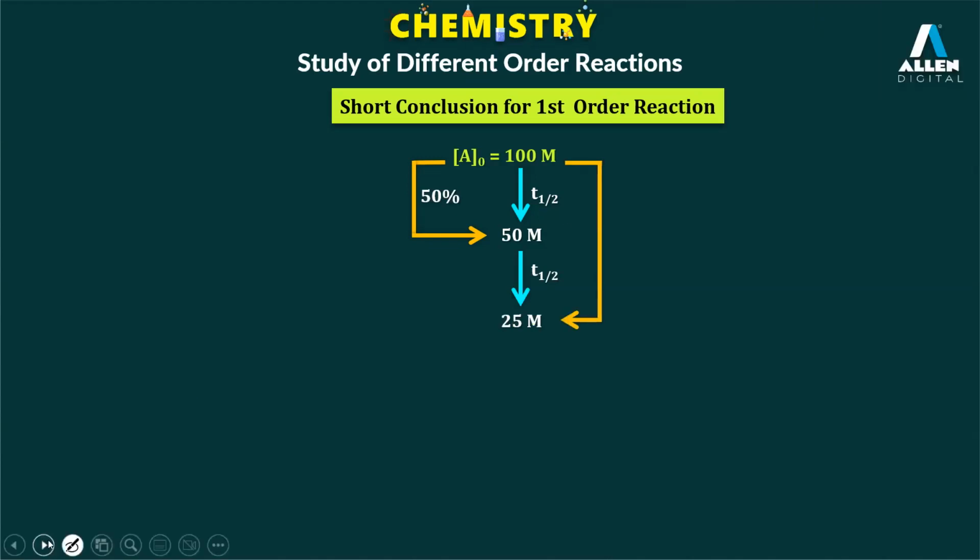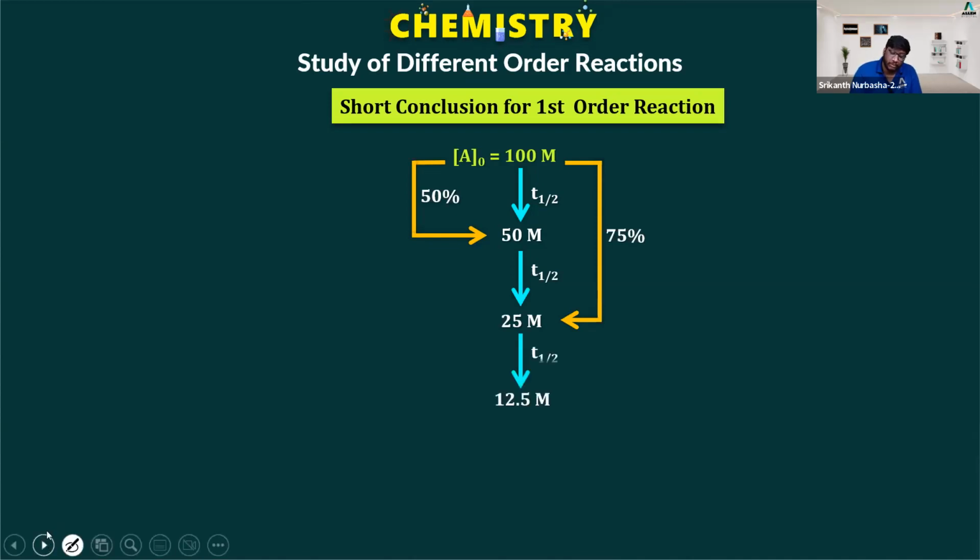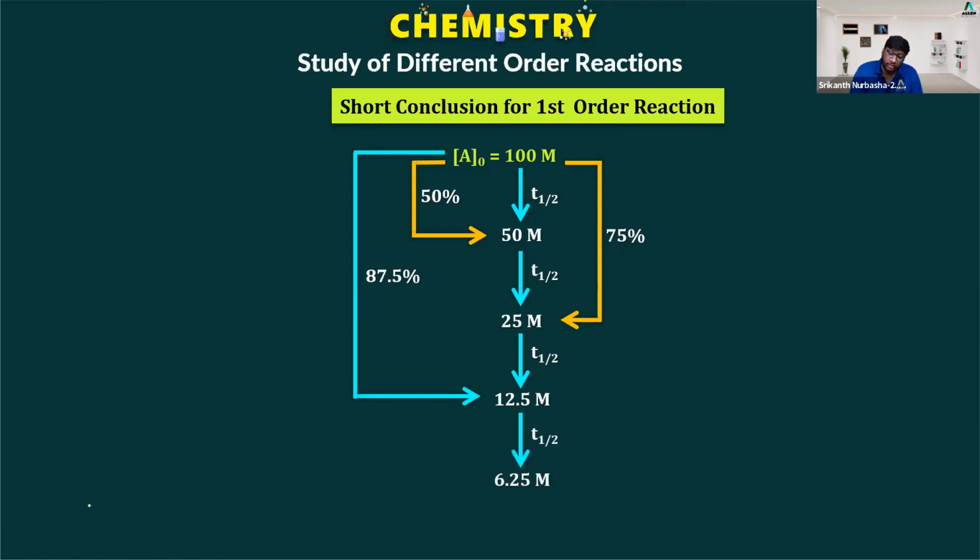2 T half, like 75% has been done. Yeah, 2 T half is nothing but 75%. 25 molar to 12.5 molar, again one more T half. So 3 T half has been done, 87.5%. 12.5 molar to 6.25 molar, one more T half, 4 T half. So you'll have 93.75% of the reaction has been done. Like that, you can proceed. If you proceed in this manner, in infinite time, 100% of the reaction is going to be done.